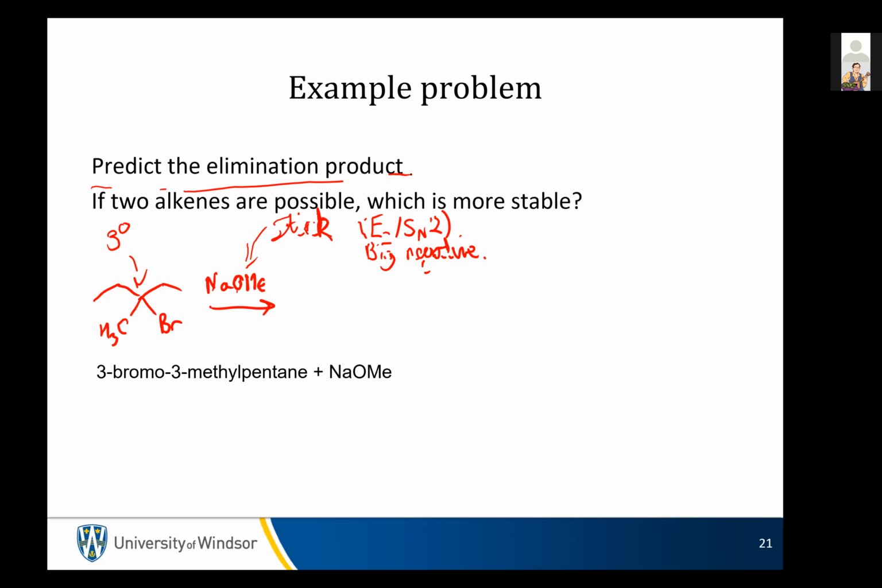But a stick makes for a good Zaitsev elimination. There's no reason for it to do the Hoffman. There's no reason for it to take away the most accessible hydrogen when it can make the most stable double bond. So we're going to do the Zaitsev elimination. And we're going to get the double bond in the main chain.